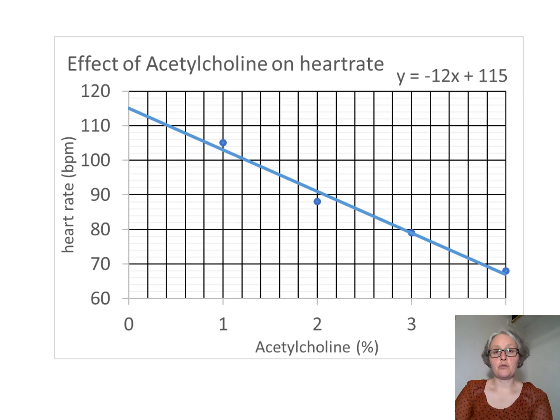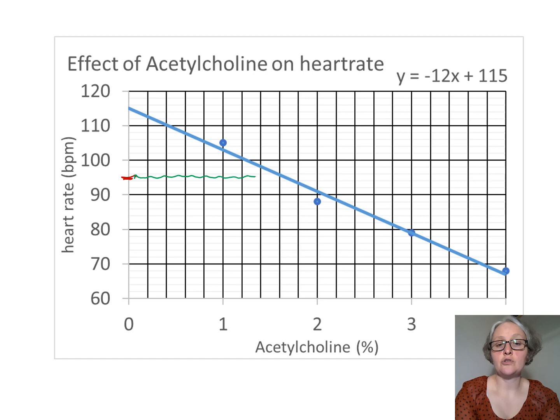This is slightly different. We're looking at acetylcholine here, but you should be able to analyze these graphs. So let's see how we might ask you to do that. Let's imagine on a practical, I asked you, what concentration of acetylcholine will give you a heart rate of 95 beats per minute? To do this, you need to find 95 beats per minute. So there it is.